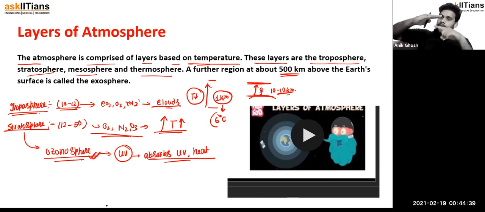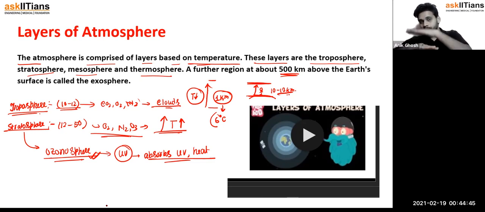When you're moving up, you're coming closer to the ozonosphere. The ozonosphere is a hot place because it is absorbing most of the radiations like UV and IR, and it is also absorbing most of the heat as well. So as you go up and get closer to the ozonosphere, the temperature increases.